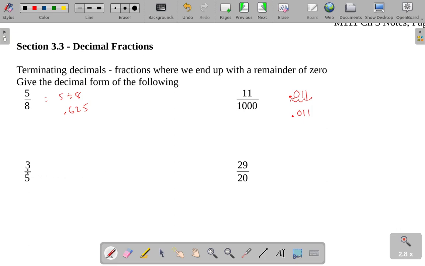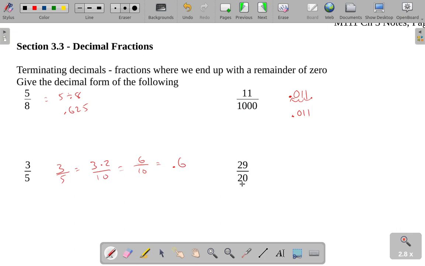Let's see, 3 divided by 5. I could use my calculator, but I'm going to remember one of the quick division tricks. Instead of dividing by 5, what I'm going to do is take 3 times 2 divided by 10. Let's see, 3 times 2 is 6. Divide by 10 means moving the decimal place 1 place to the left, which is 0.6.